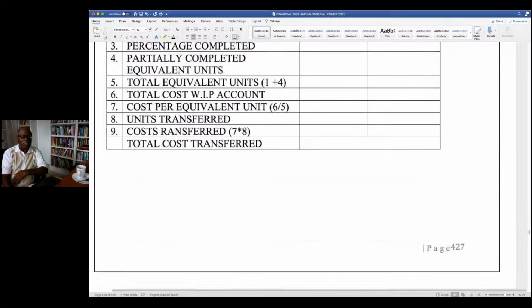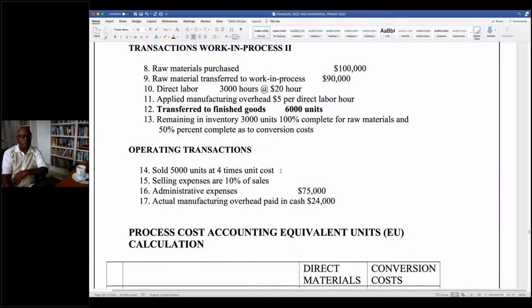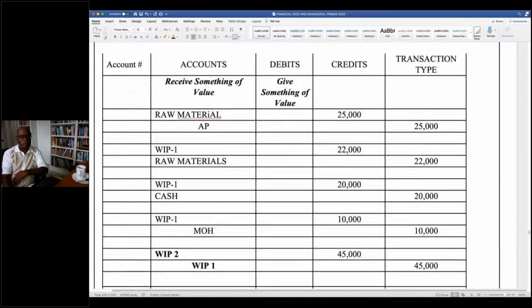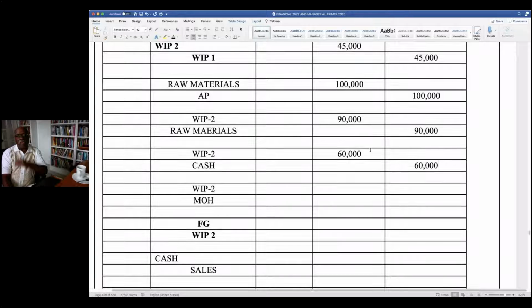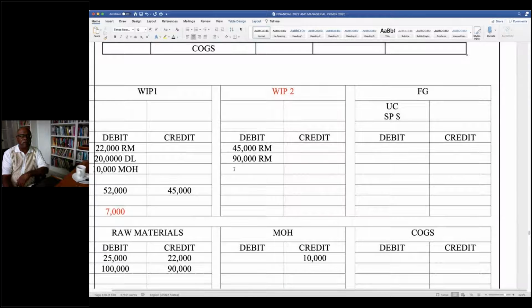What's our labor going to be? 3,000 hours at $20 an hour, so that's $60,000. We're going to debit work in process 2, 60,000 for labor, and credit cash, 60,000. And so let's go ahead and post that in that T account. We debit that in work in process 2.